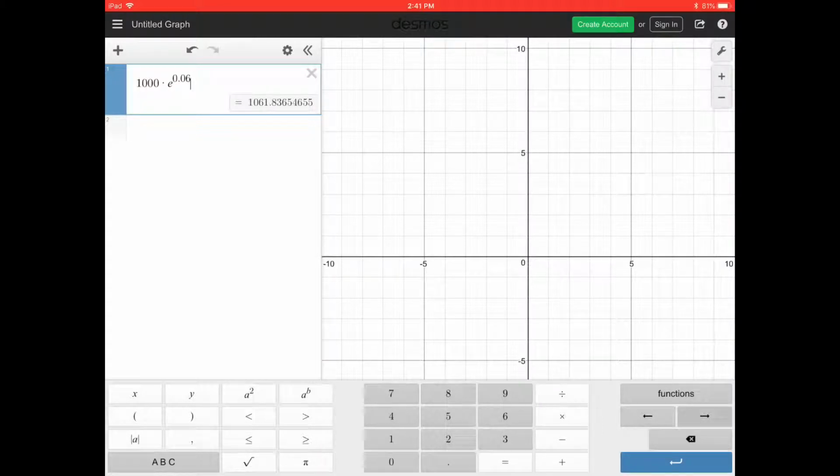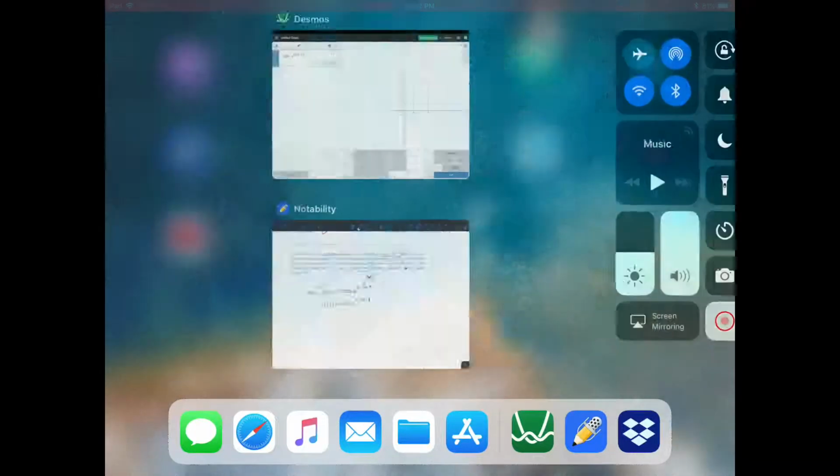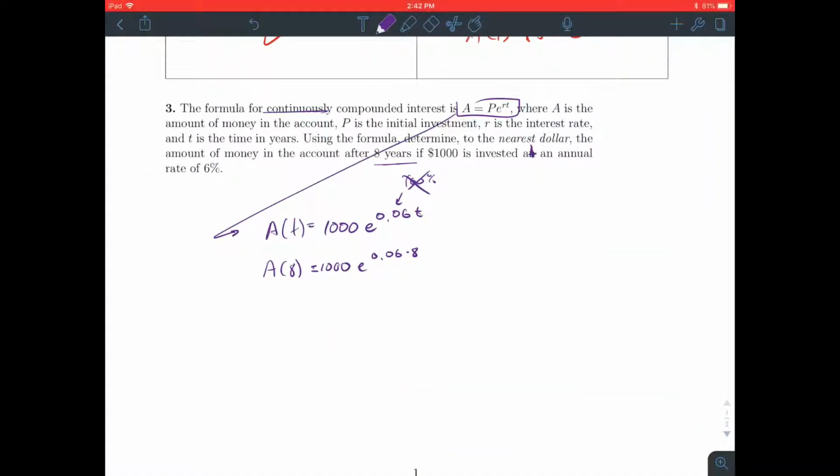So let's see. To the parentheses 0.06 times 8 power. And you'll have to do the same thing with your TI-83. So you get 121,510. It says to the nearest dollar, so I think we've got it right here. So A of 8 is equal to that many dollars. We've got our units, all looking good.